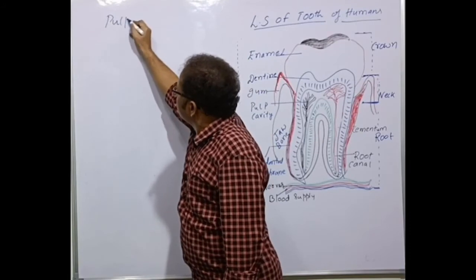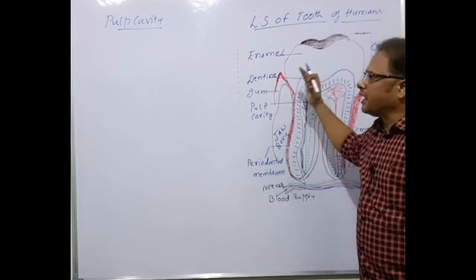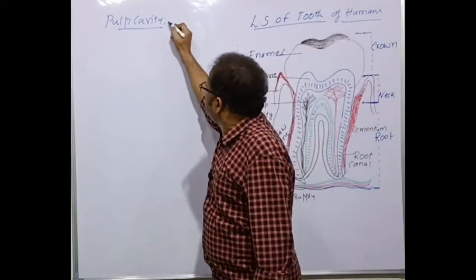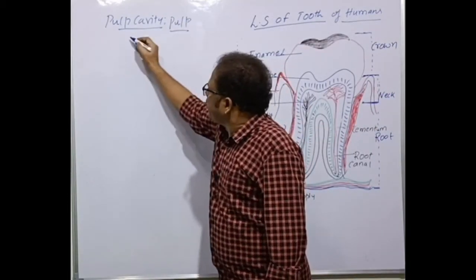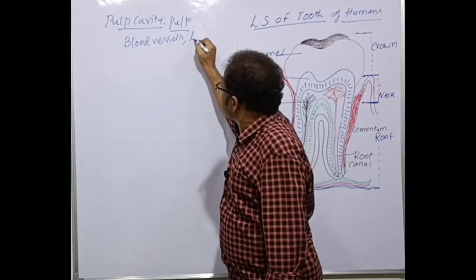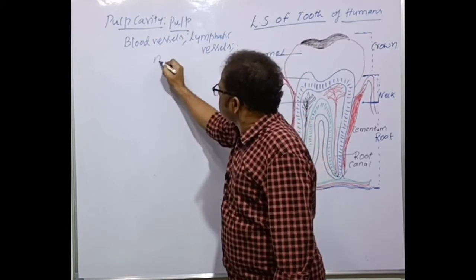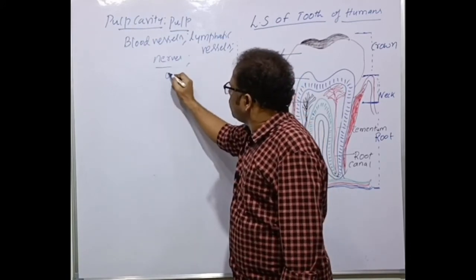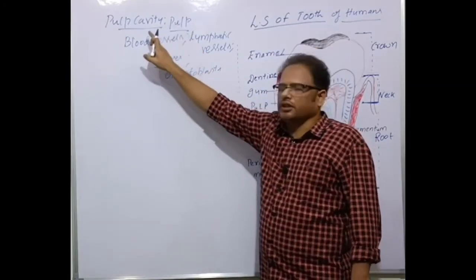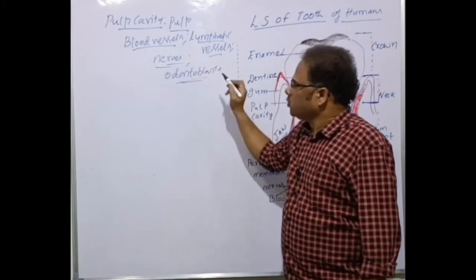Pulp cavity. The cavity present inside the tooth, the space occupied inside the tooth, is called the pulp cavity. The pulp cavity is filled with the pulp, and the pulp contains blood vessels, lymphatic vessels, and nerves, and also some odontoblast cells. This is the composition of the pulp.